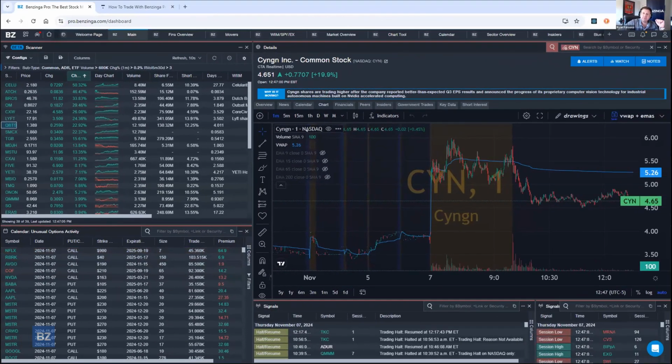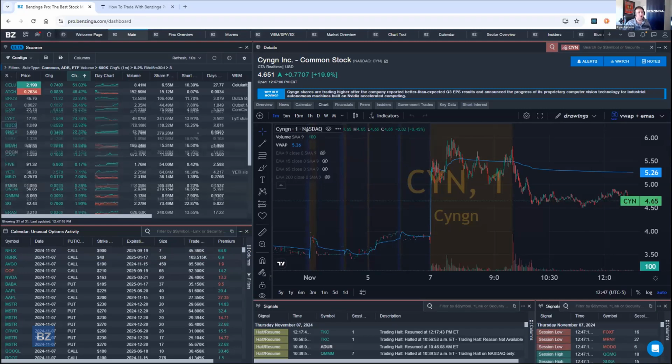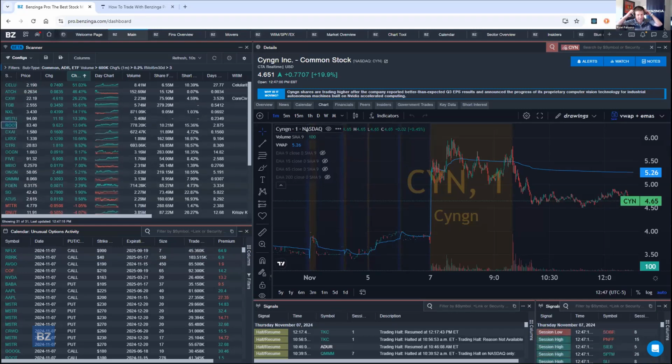How do you properly value a company? Well, there's a lot of different metrics that you can look at to determine a company's value. And the good news here is that Pro is not only going to give you a lot of these values, but in some cases, it's going to do the calculations for you.